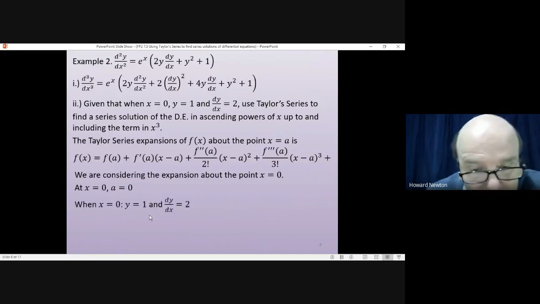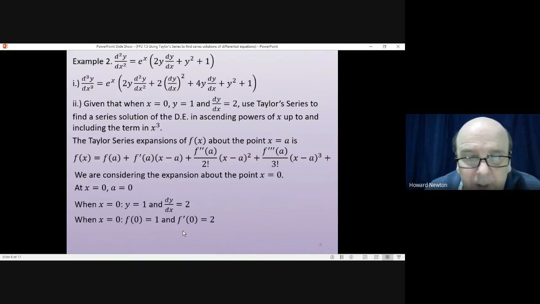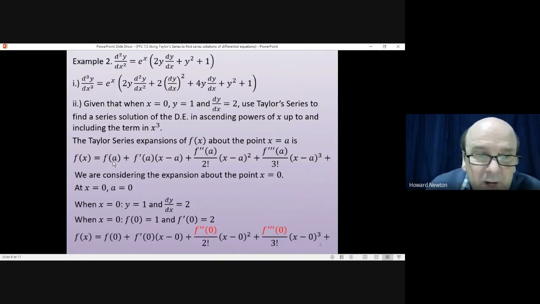When x equals 0, y equals 1, and dy by dx equals 2. Writing that in function language, when x is 0, f of 0 equals 1, and f dashed of 0 is equal to 2. So rewriting Taylor's series, and we can now substitute a equals 0 in there.